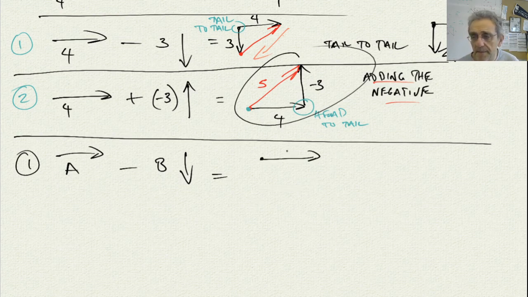Here's A and here is B. Notice that they're tail to tail. Now this is exactly the same situation as what I had before, except now I don't have any numbers on them, I just have A and B. I do know that the resultant is going to be from here to here.